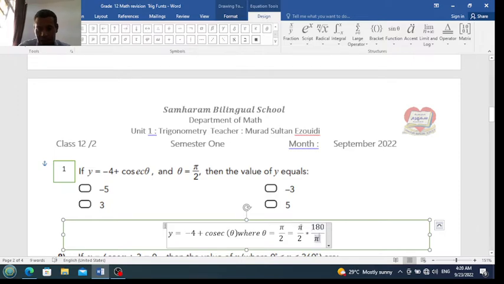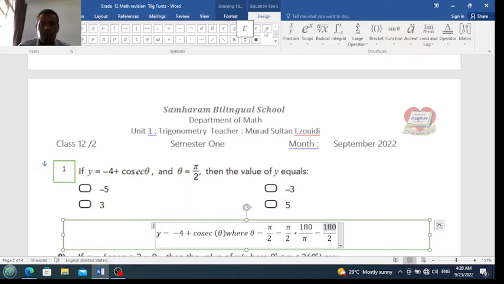You can cancel pi and pi. It will be 180 divided by 2, which is equal to 90 degrees. Then this one equals 90 degrees. Clear?